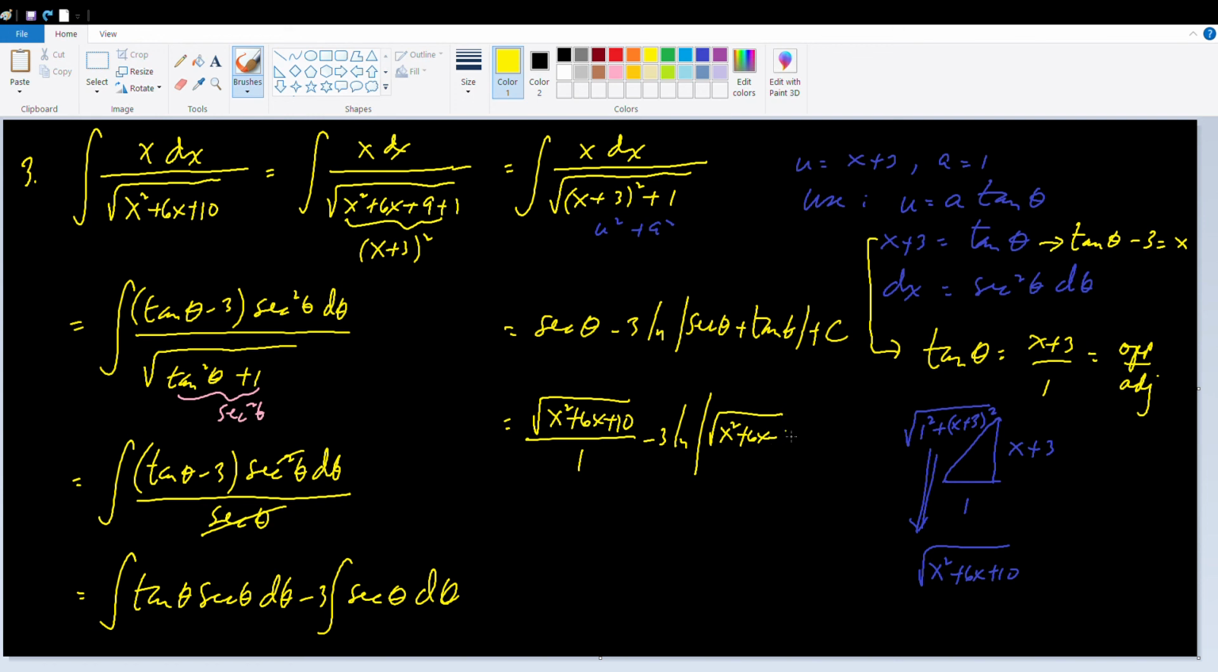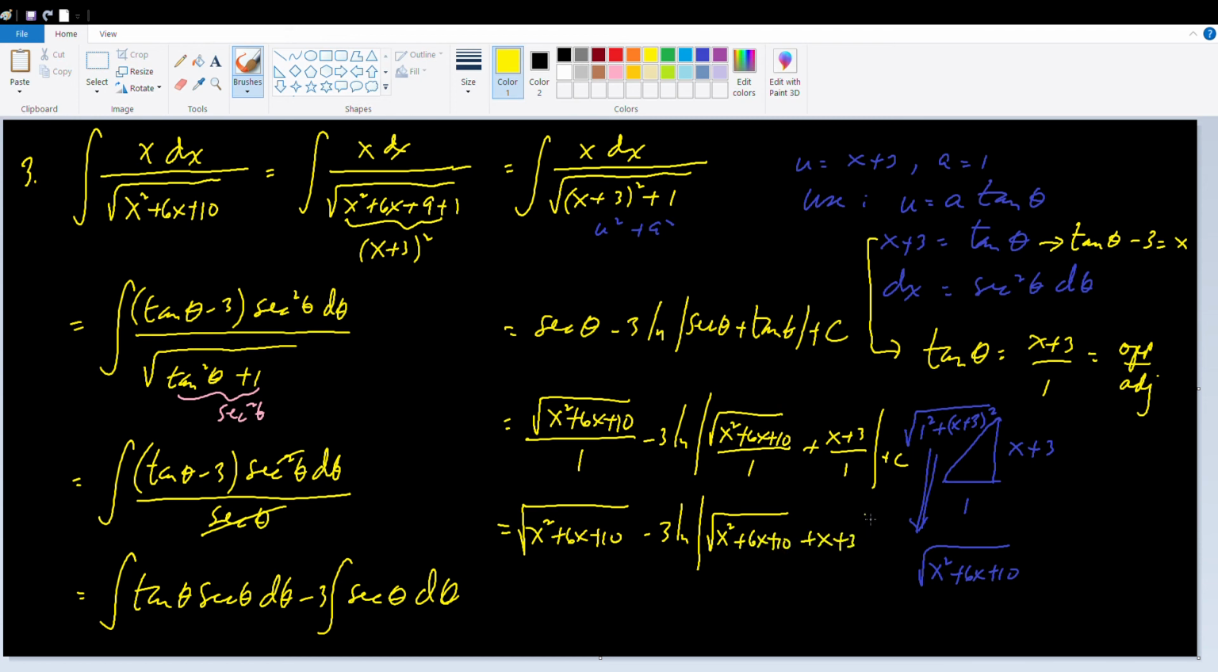That should be plus 10 over 1 plus tangent theta, x plus 3 over 1, plus c, or the square root of x squared plus 6x plus 10 minus 3 ln of the absolute value of the square root of x squared plus 6x plus 10 plus x plus 3 plus the constant c. There.